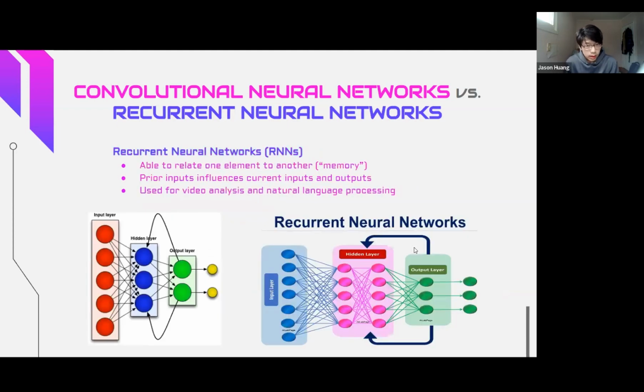Okay, now recurrent neural networks, or RNNs, these are different from CNNs because of their memory. So they're able to relate one element to another. That means that prior inputs are going to influence current inputs and outputs. And RNNs are usually used for video analysis and natural language processing, where the context and surroundings of each element is important to its meaning.